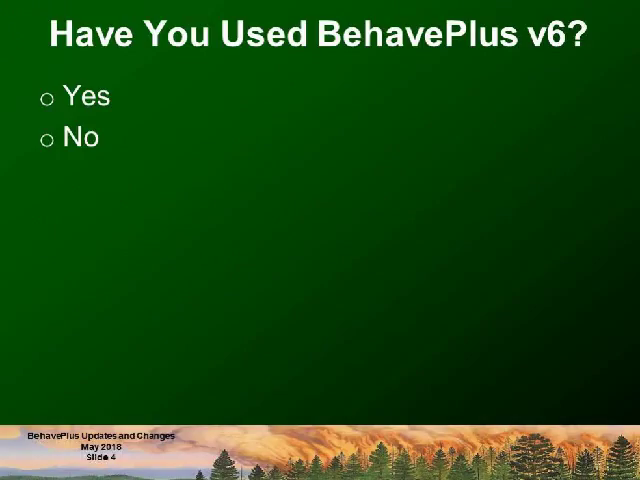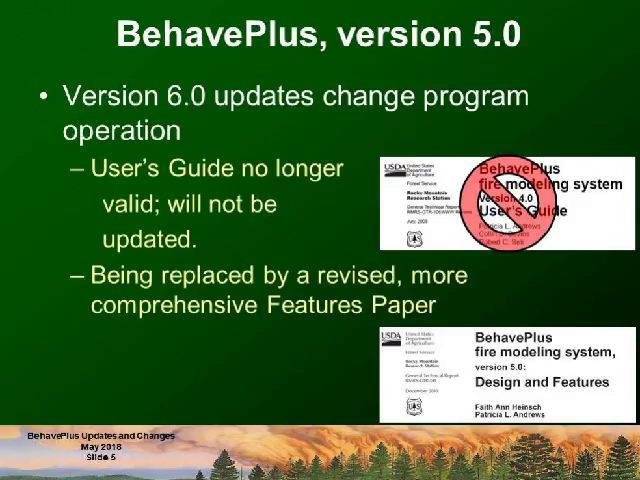One of the things I wanted to mention before we get started is the user's guide is no longer going to be updated with BehavePlus. We've replaced it with a features paper. It describes more generally what and why you might want to do something, and it's a bit more reader-friendly than a user's guide. So we're not going to update the user's guide, but all of that information will be found in the features paper, which should come out hopefully by the end of the year.